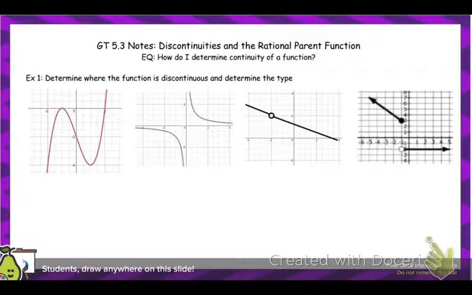Hi guys. So today is really an introduction to irrational functions, and then we're also going to review discontinuities that we looked at back in first semester. So to start, we're just going to review the different types of discontinuities. Looking at this first function, that function actually is not discontinuous. It is continuous everywhere.